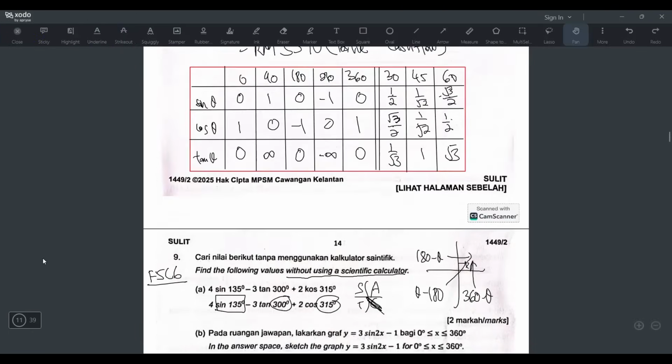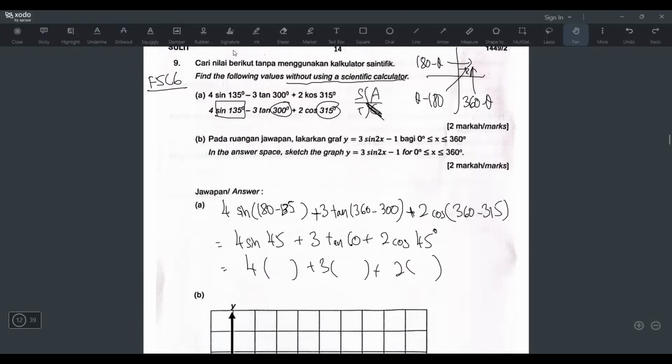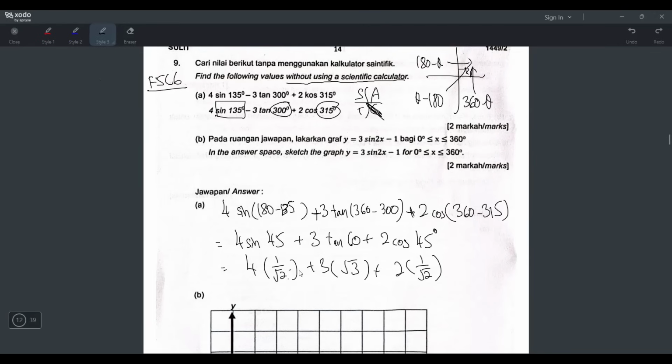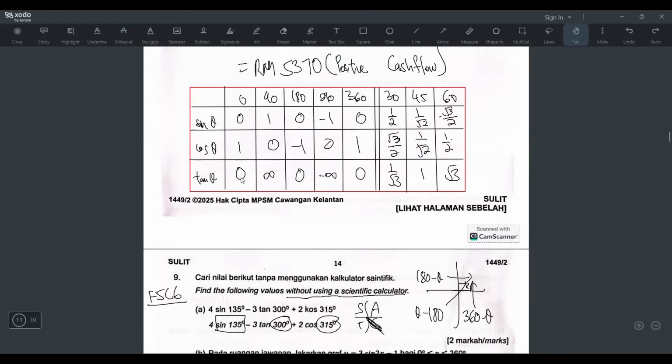Okay, sine 45. 1 over root 2. Okay. And then tangent 60. Okay, I sudah hafal root 3. What the hell? This one is root 2 ma. Why I write 45? Sorry, mabuk. Okay, this one is root 3. Okay, cos 45, I should have 1 over root 2. Okay. Don't ask me where this come from. It come from table lah. I write it here. Everything is from here.